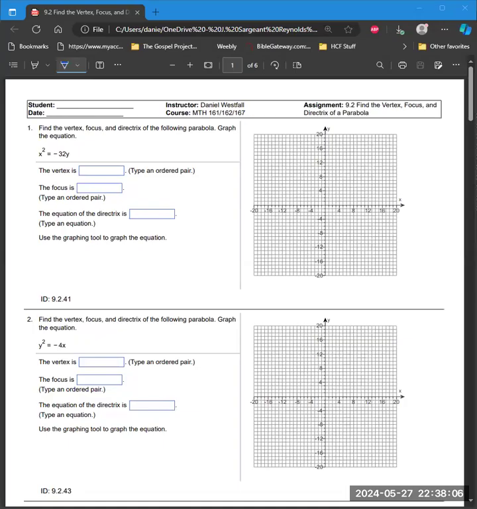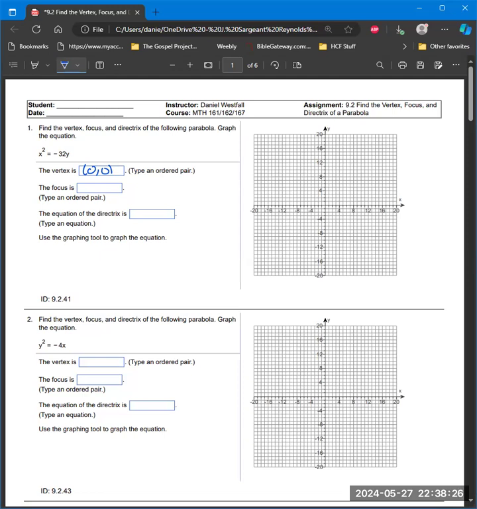In this video, we're going to find the vertex, focus, and directrix of a parabola, given its equation. So find the vertex, focus, and directrix of the following parabola and graph the equation. The vertex here is going to be at (0, 0), since it's x minus nothing and y minus nothing here.